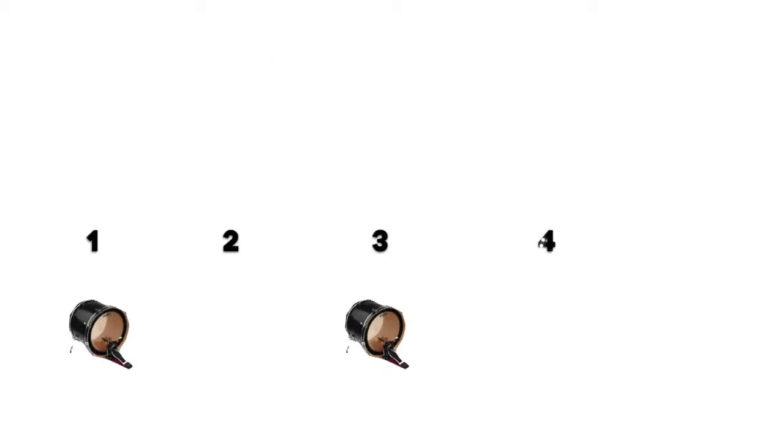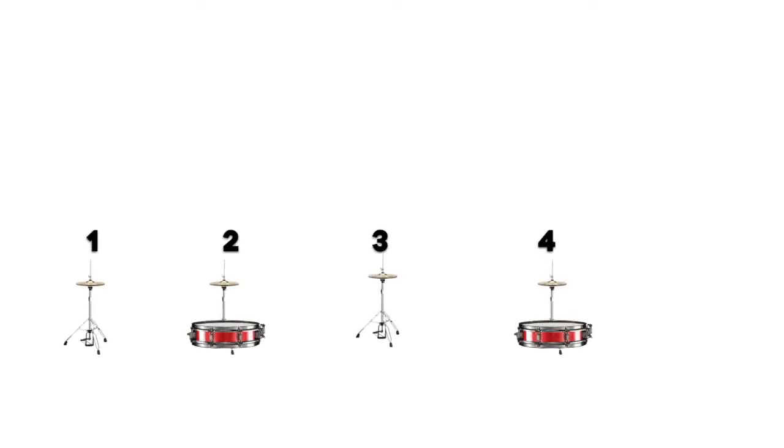Example number 2, the bass drum is only played on beats number 1 and number 3 as indicated in this slide. Example number 3, the snare drum is played only on beats number 2 and number 4. In this next example, the hi-hat is played on all 4 beats, but on beats number 2 and number 4, the snare drum and the hi-hat are played together at the same time.